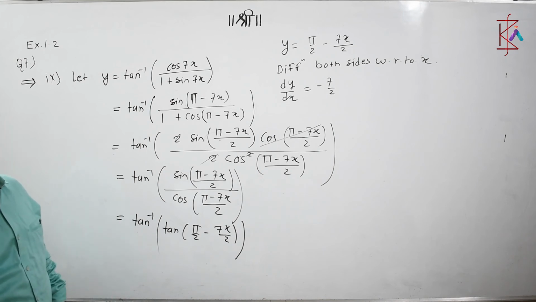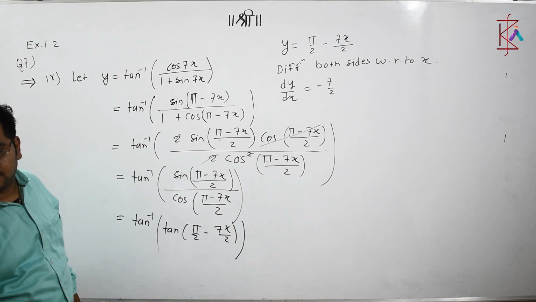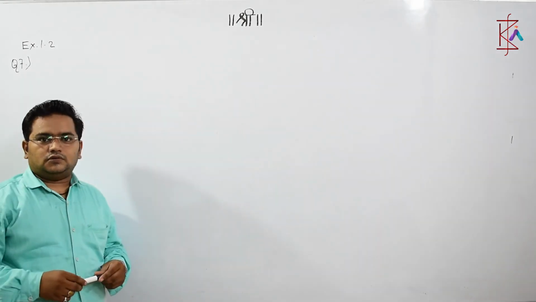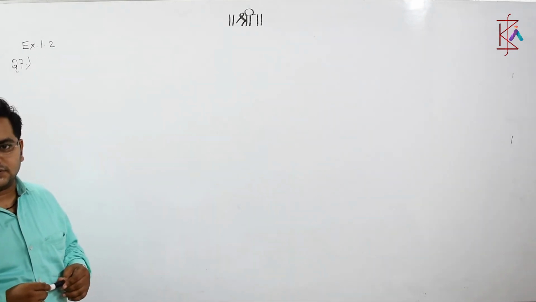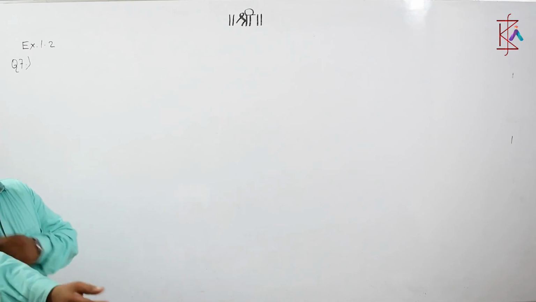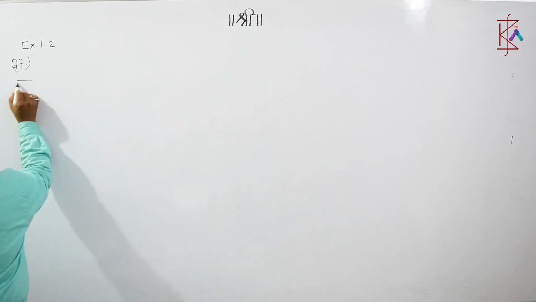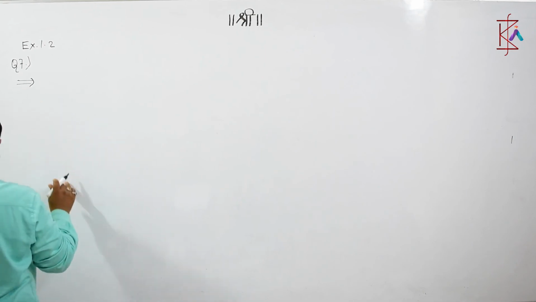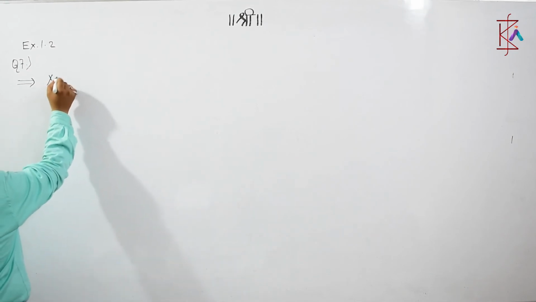Now again the question number 10. Question number 10 is important, so let's move to it. We are moving towards the next question, question number 10. Within this question also we need to apply so many identities, but don't worry, those are the easiest ones.